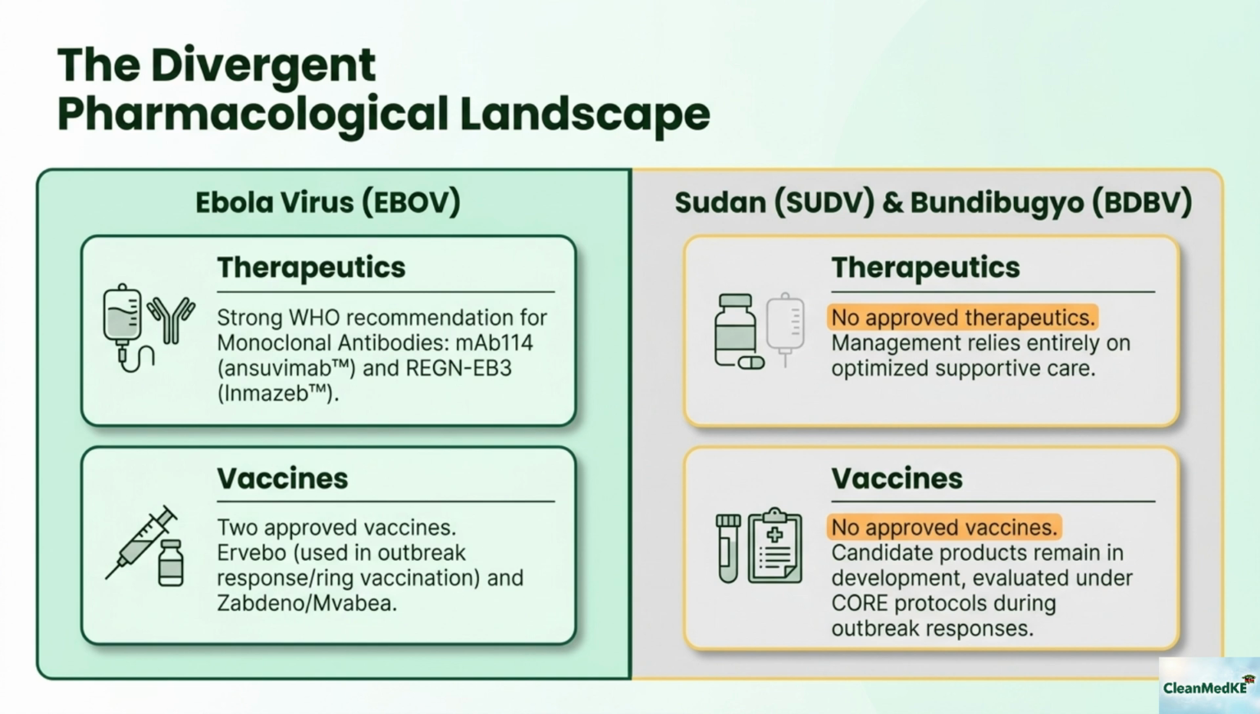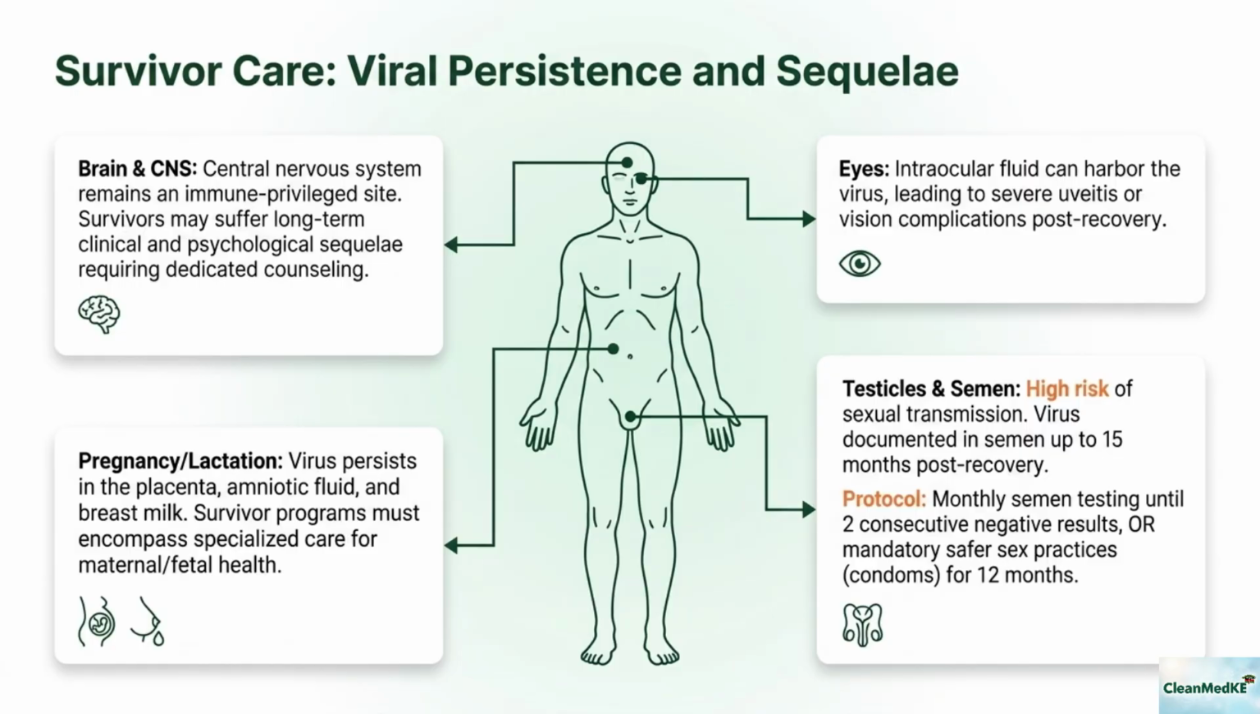The treatment options depend entirely on the species. For the Ebola virus, EBOV, we've made huge strides with monoclonal antibodies like MAB114, ansuvimab, and REGN-EB3, inmazeb, plus approved vaccines like Ervebo. However, for the Sudan and Bundibugyo species, we currently have no approved therapeutics or vaccines. In these outbreaks, management relies strictly on the supportive care pillars we just discussed, although candidate products are being tested under research protocols. Finally, we must care for survivors.